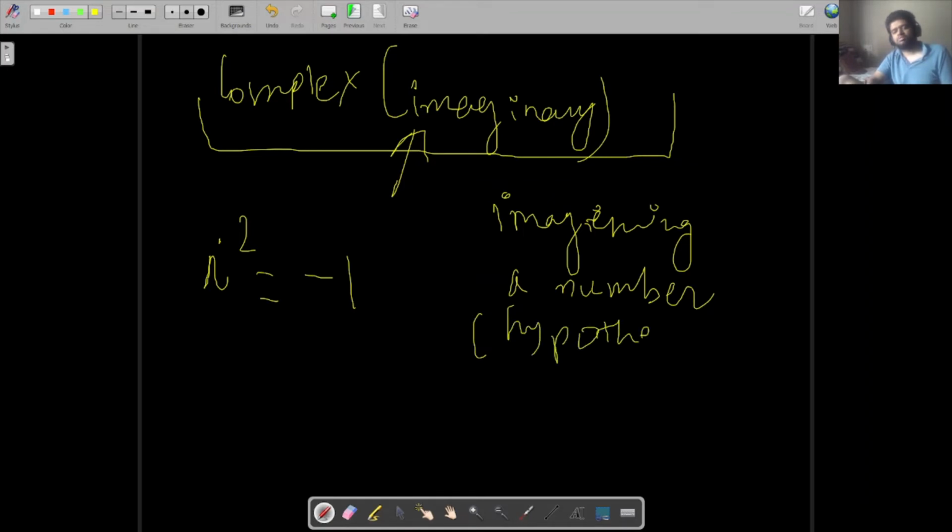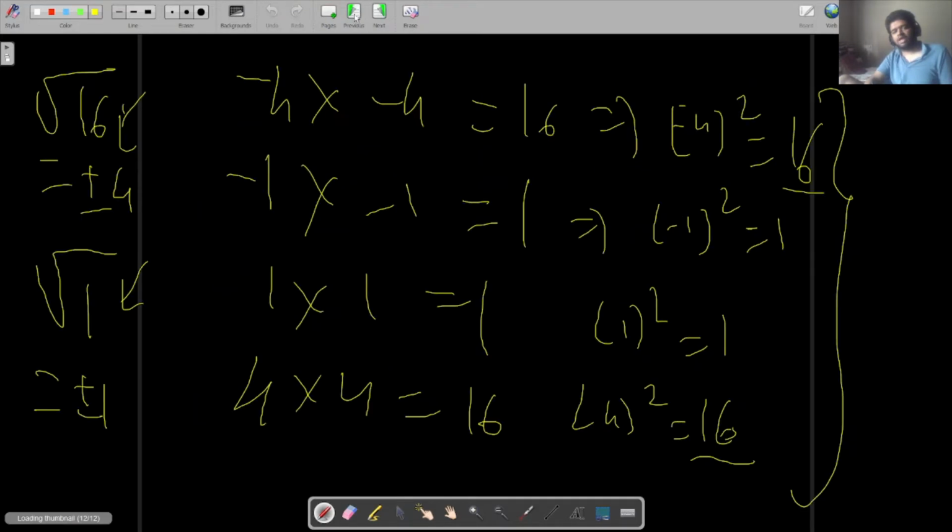Hypothetical number means this number does not exist in reality. Okay. So I am imagining such a number whose square, when taken, will be equal to -1. Such a number I am taking. Okay. So do you think such a number ever exists?